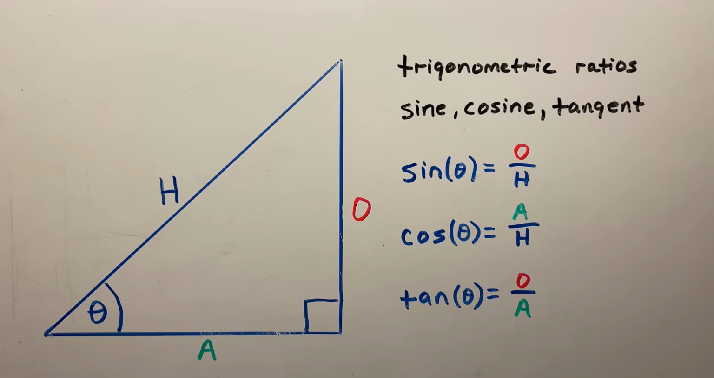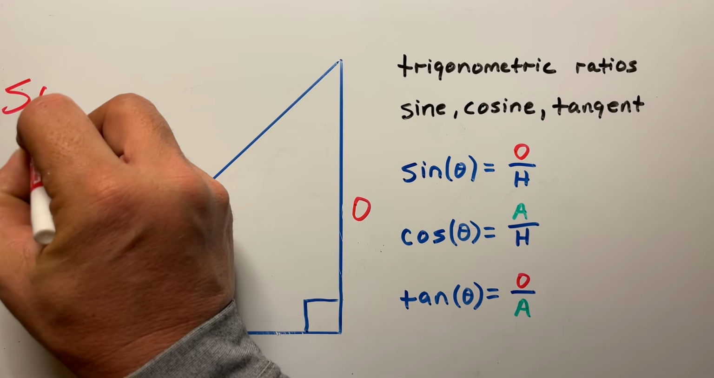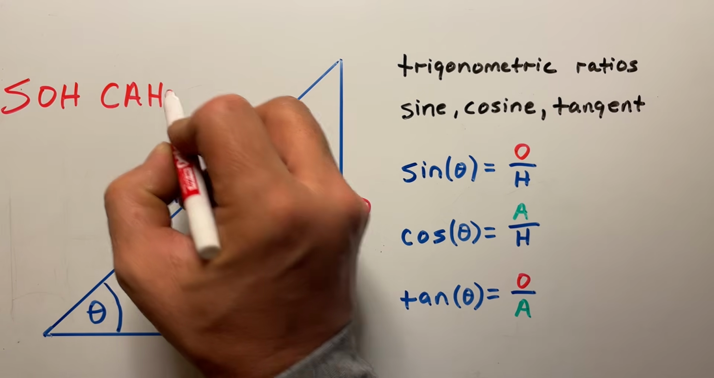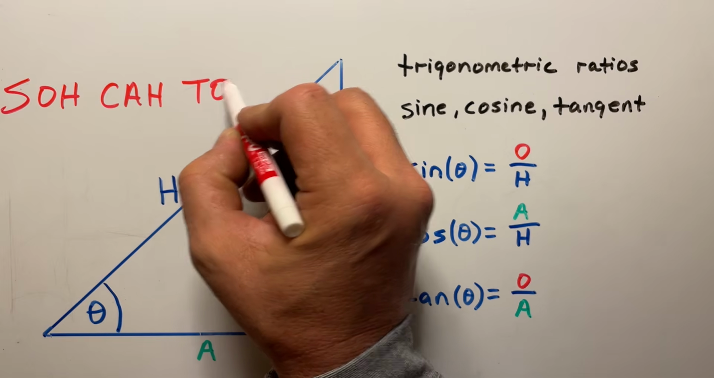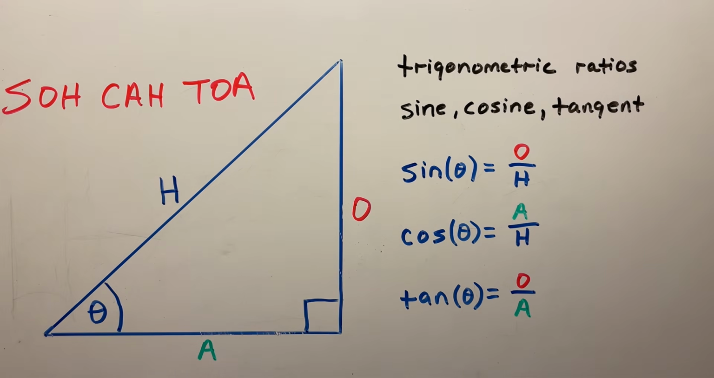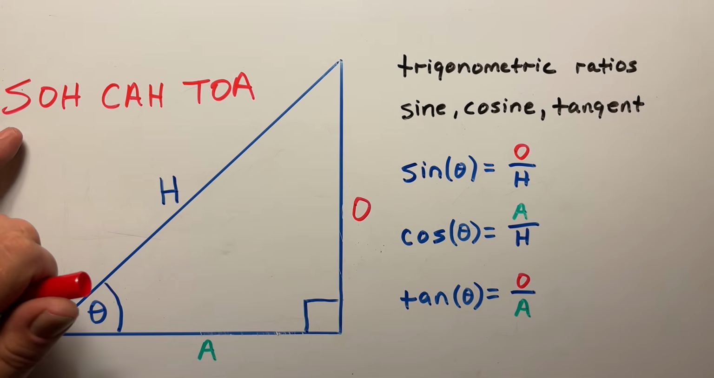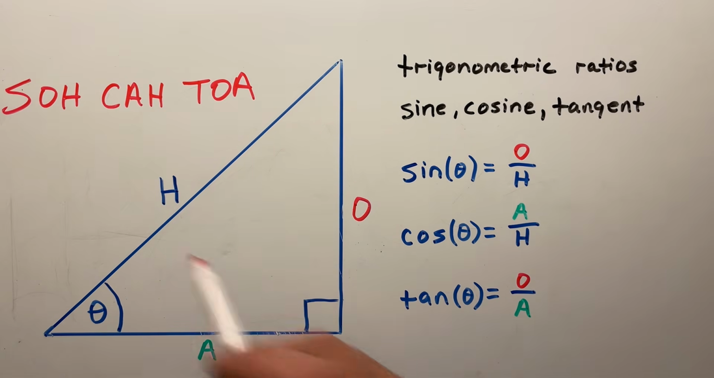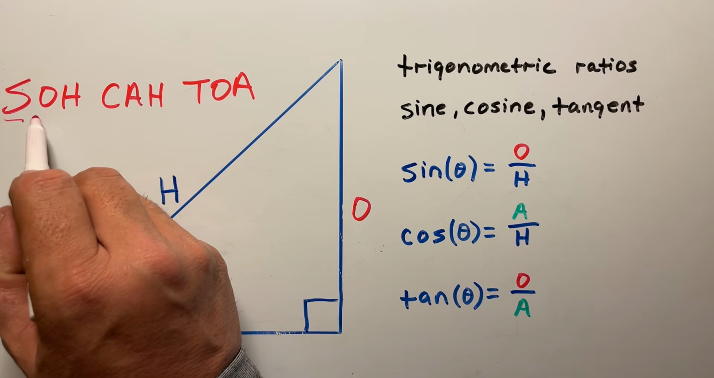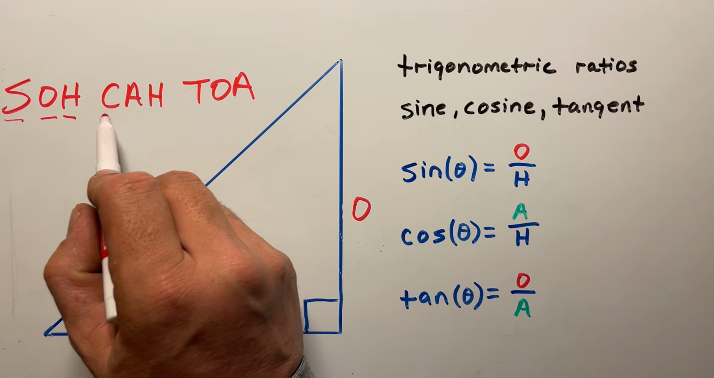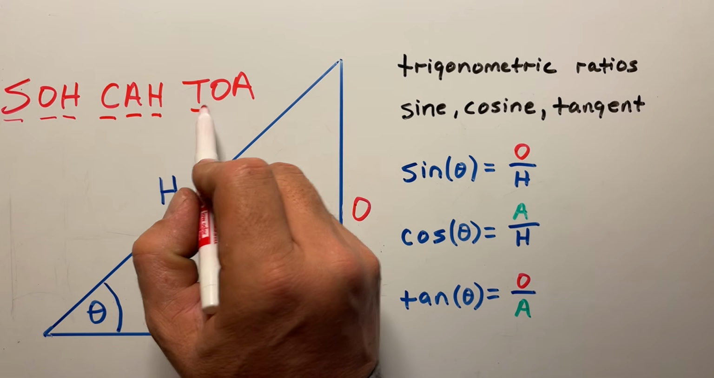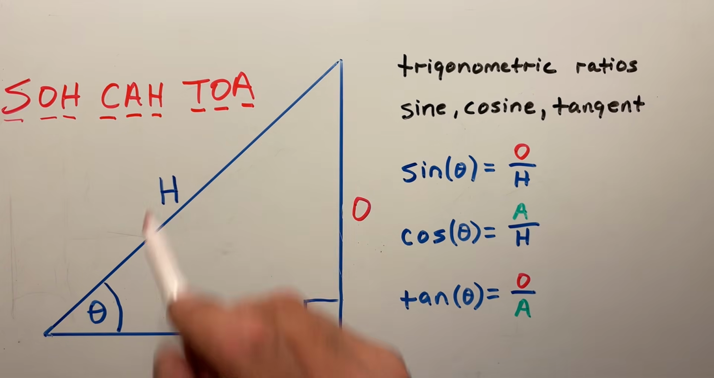And there is a mnemonic that helps you to remember this, and it's called SOHCAHTOA. And all this does is help you remember the formulas for your trigonometric functions. So sine will equal the opposite over the hypotenuse, cosine will equal the adjacent over the hypotenuse, and tangent is the opposite over the adjacent.